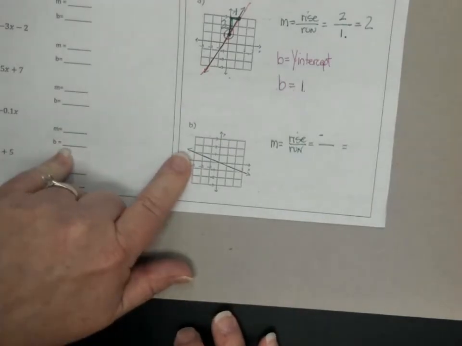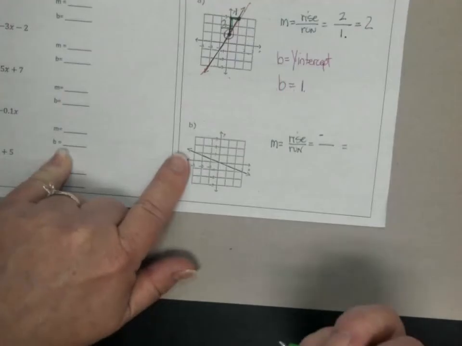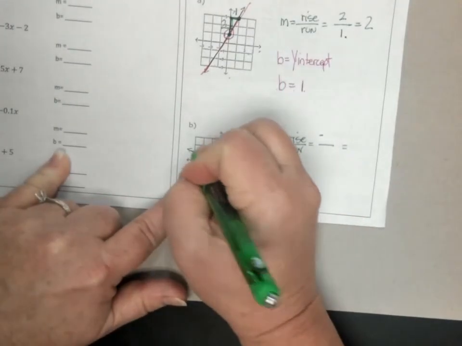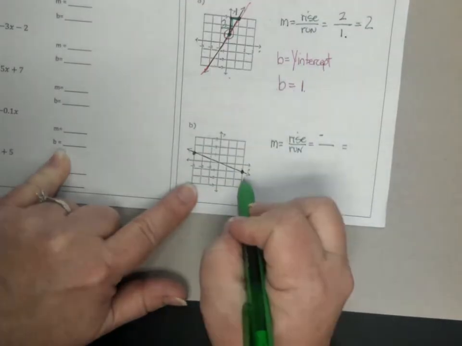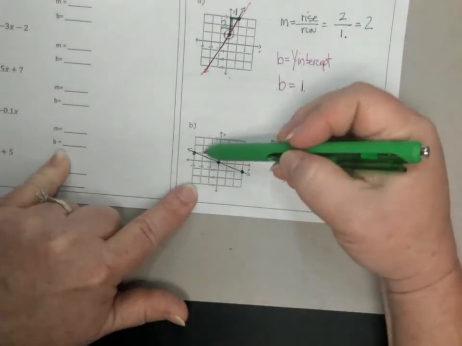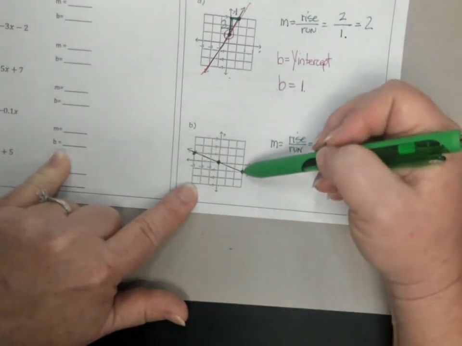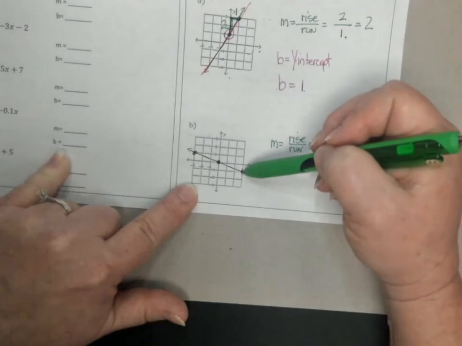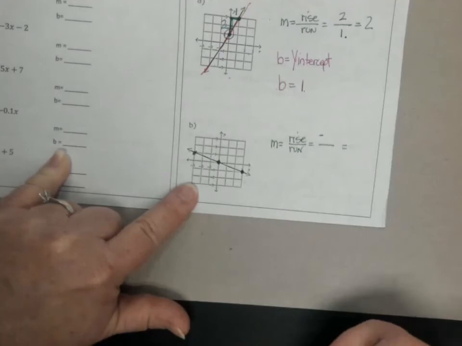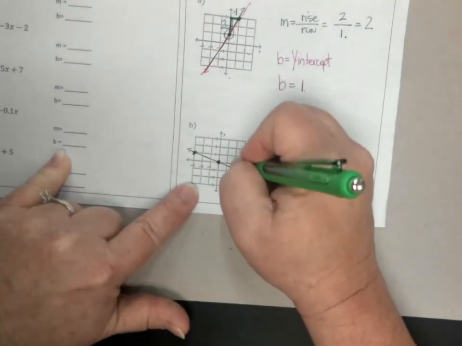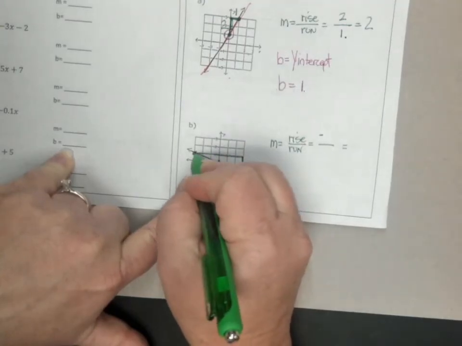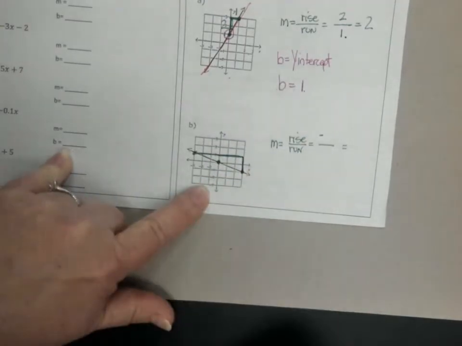So I'm going to pick 2 points. The easiest 2 points I see, there's this one, there's this one. I see a point where it crosses here. So you could count from here to here. You could count from here to here. You could count from here all the way over to here. And that's what I'm going to do right now. I am going to draw my triangle. I always draw up first and then over. I'm going to go all the way over to there.